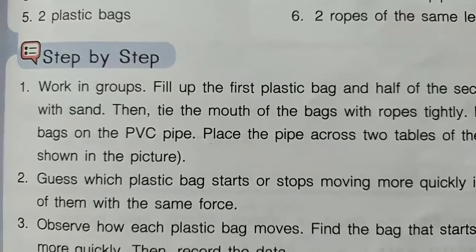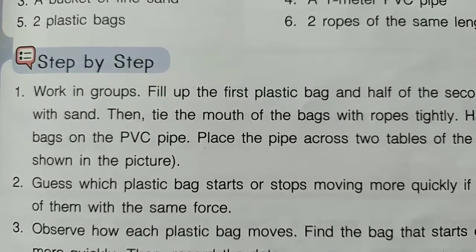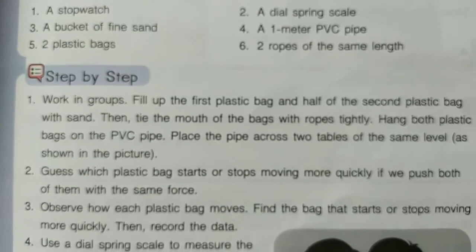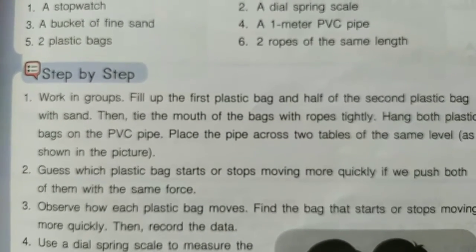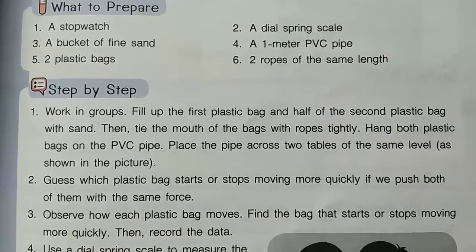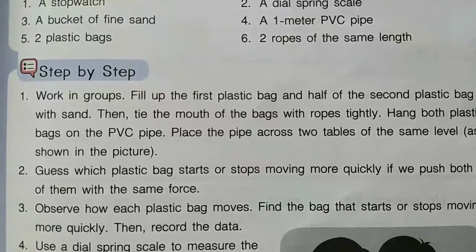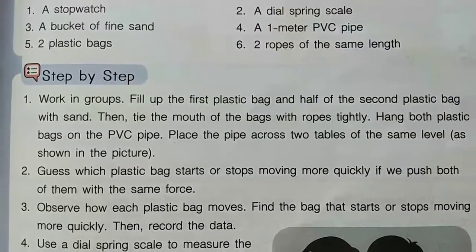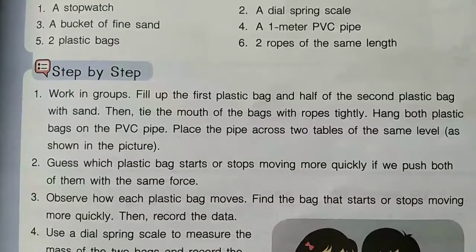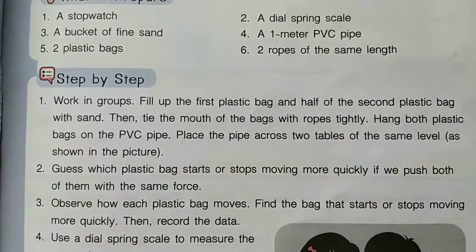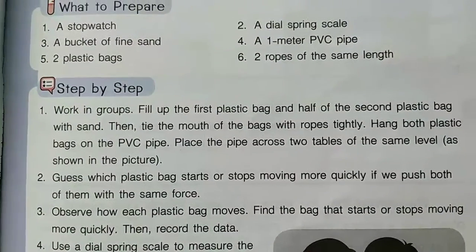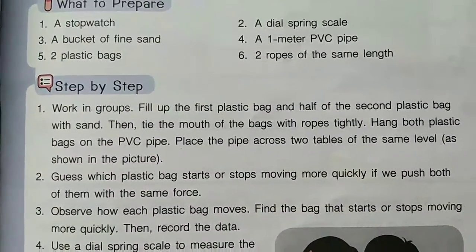Step by step, work in groups. Well, we cannot do it right now because you are in your respective homes. So fill up the first plastic bag and half of the second plastic bag with sand. Then tie the mouth of the bags with ropes tightly. Hang both plastic bags on the PVC pipe. Place the pipe across 2 tables of the same level as shown in the picture.